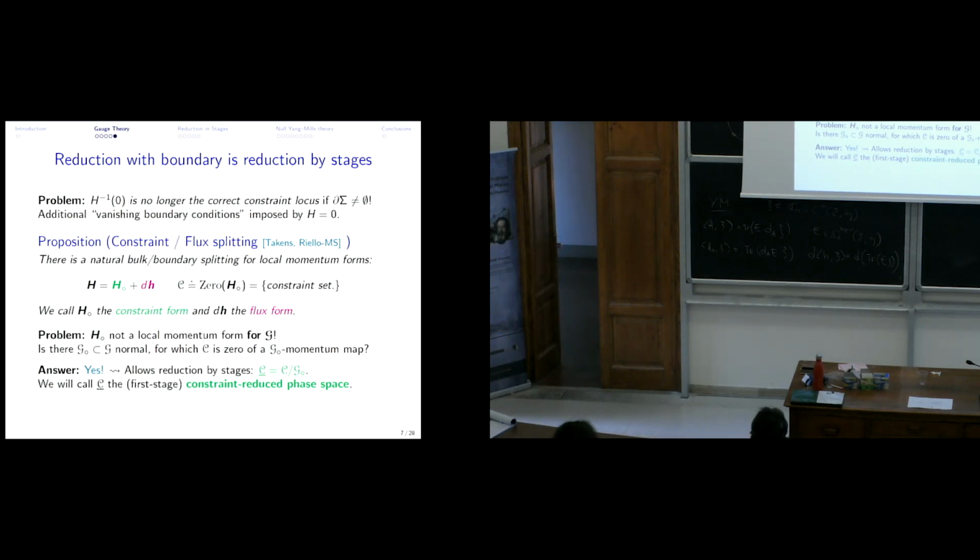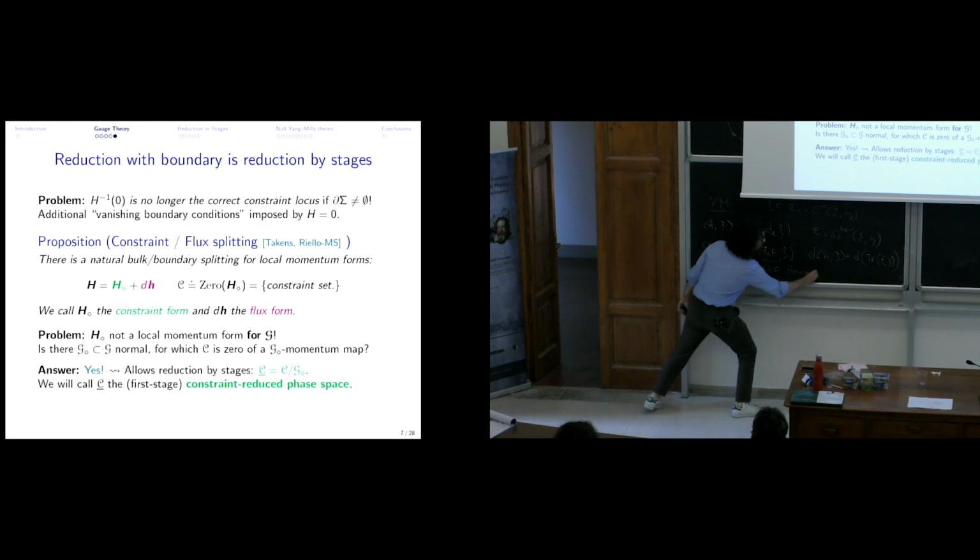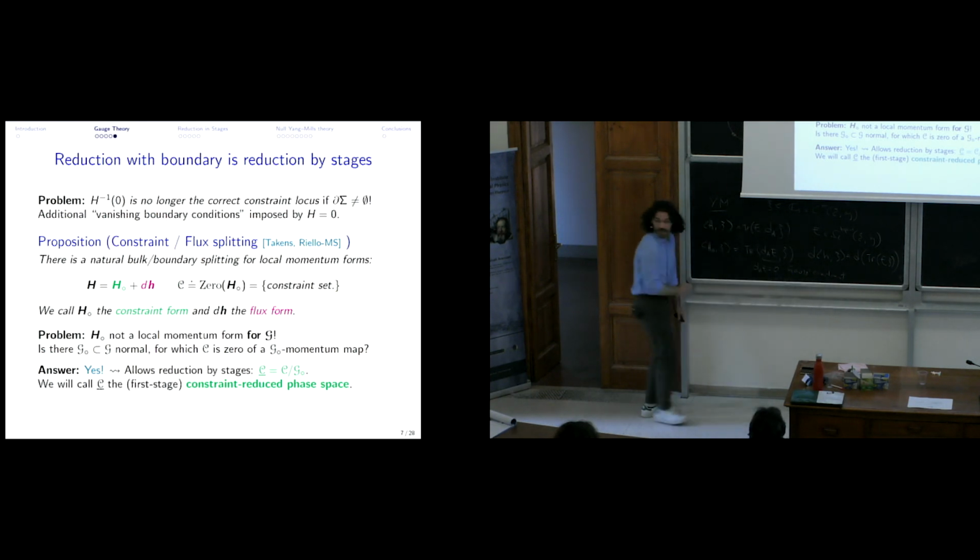Okay, so you can easily see that the zero-level set of this form is configurations that satisfy Gauss constraint. So this is the shell.